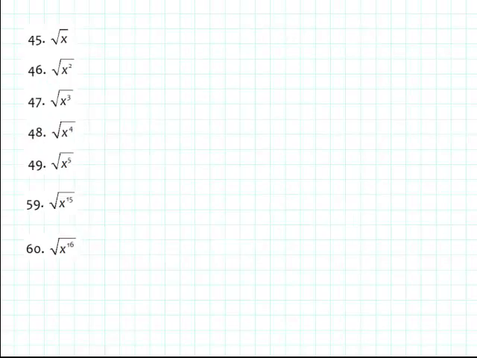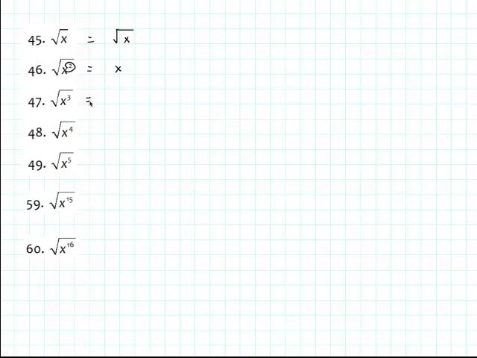Now work with letters. I use the analogy of thinking of pairs of shoes. The square root of x, there's just not enough information there to do anything, so we do nothing. Square root of x squared is an x, because x times x is x squared. Think of it like this. If you have 2, you have exactly one pair.